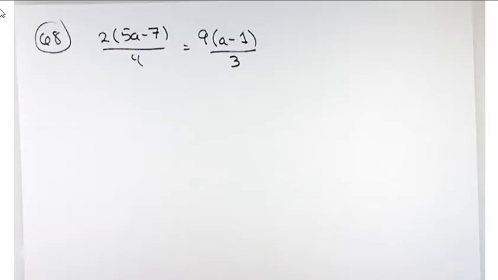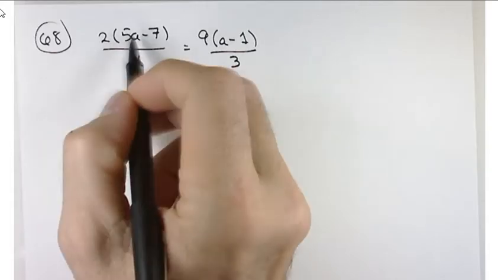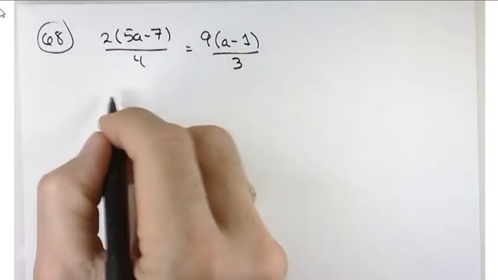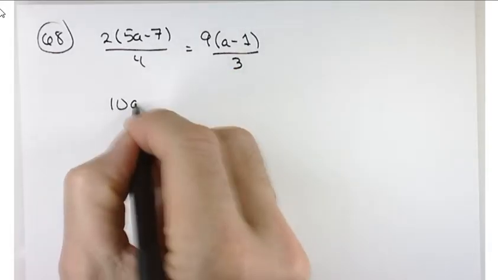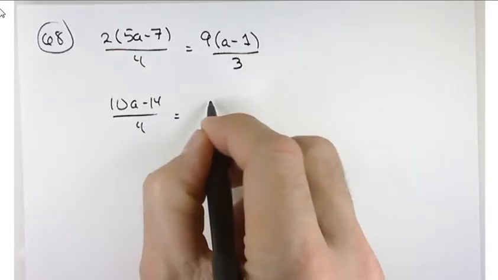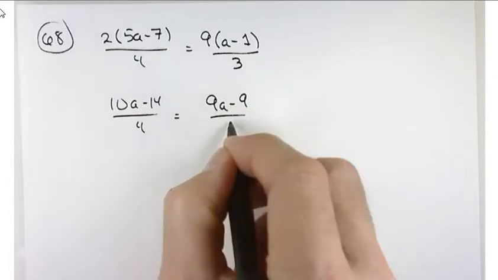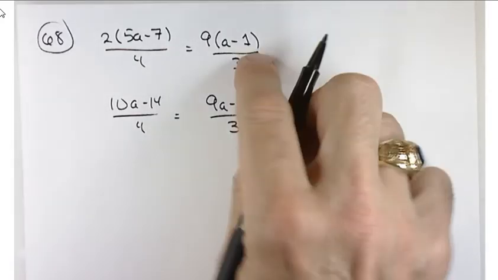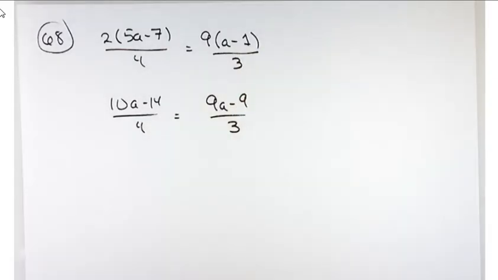So here you have an equation that has basically two fractions, two rational expressions equal to each other. My preference to start this one is just to distribute the numerators. So 10a minus 14 over 4 equals 9a minus 9 over 3. And actually there's other things we could have done on this one as well. But let's just look at it from here.